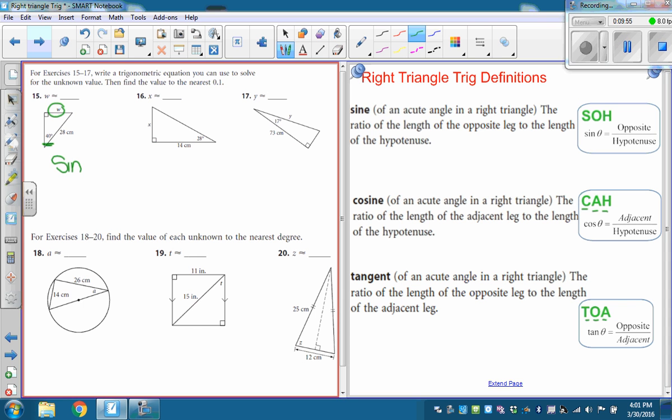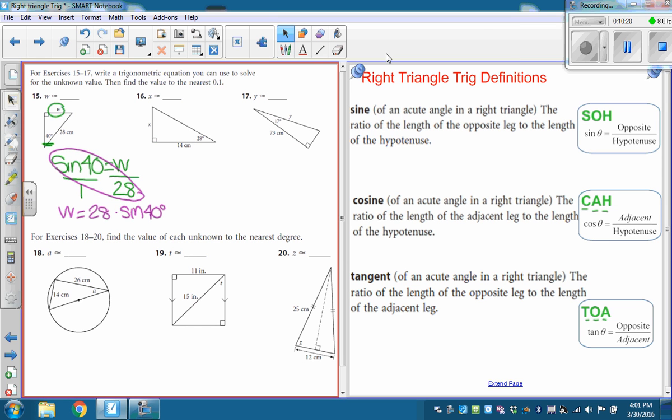My true statement is the sine of 40 is equal to the side opposite divided by the hypotenuse. And then I just put a 1 here, and I solve the ratio and proportion. So I'm going to do 28 times the sine of 40 is equal to W. And I type that into the calculator. I follow the rounding directions.